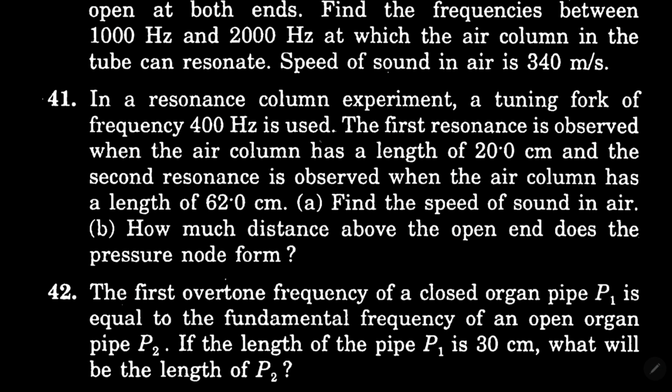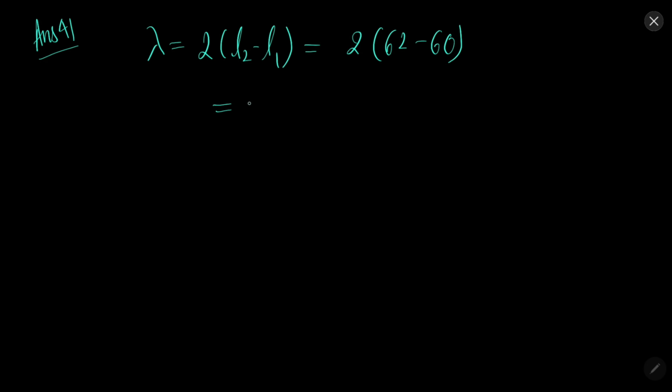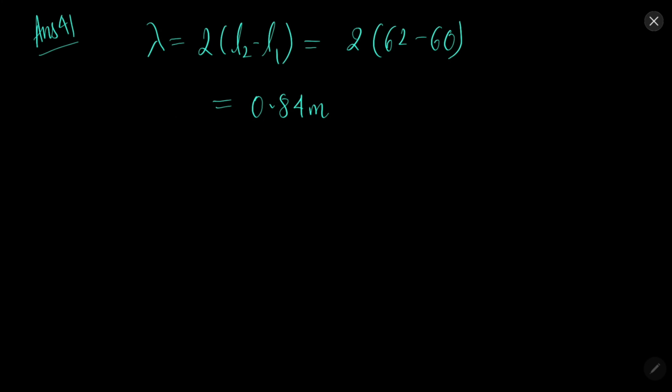In 41, a resonance column experiment is there. We need to find the speed of sound in air and how much distance above the open end the pressure node forms. So this is solution 41. Lambda will be 2 into L2 minus L1, 2 into 62 minus 20, which will give us 84 centimeter or 0.84 meters as the wavelength.